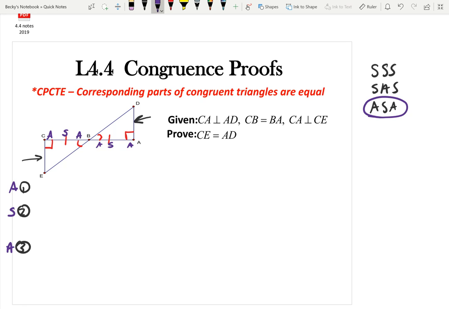Now, let's start with the easy one, the vertical angles. I can't just say angle B and angle B. I have to use 3 letters to avoid confusion. And I know that B is my vertex, so it's angle CBE is equal to angle DBA.